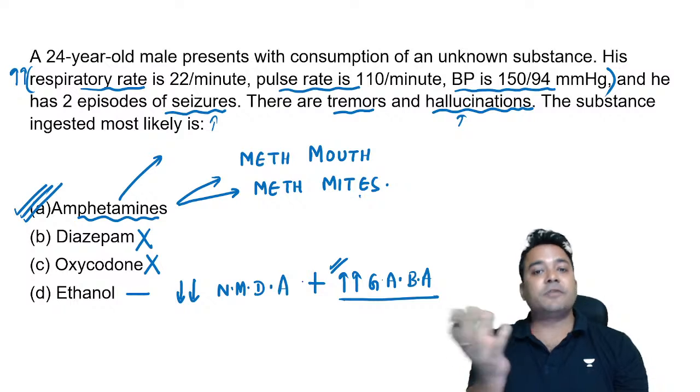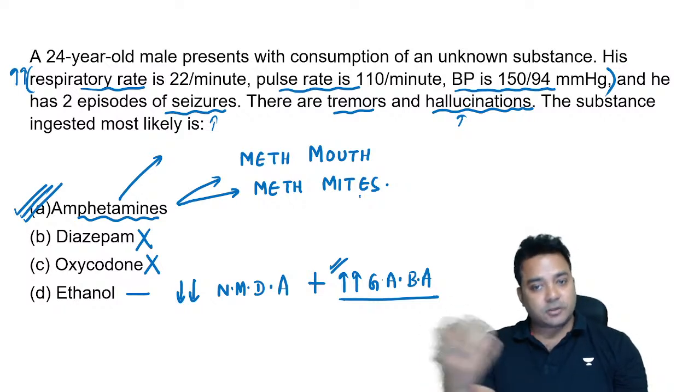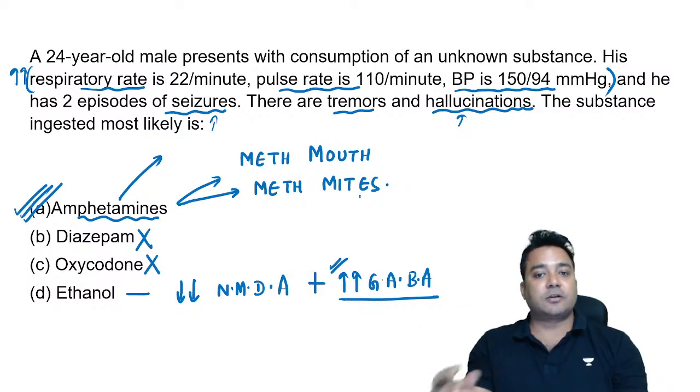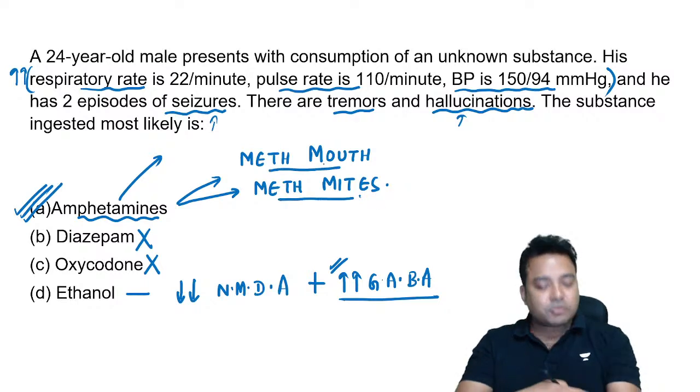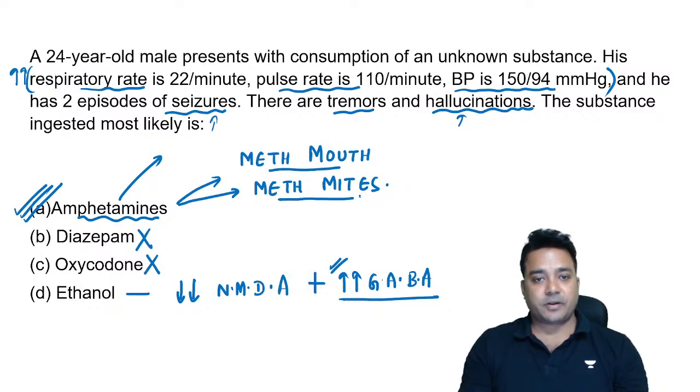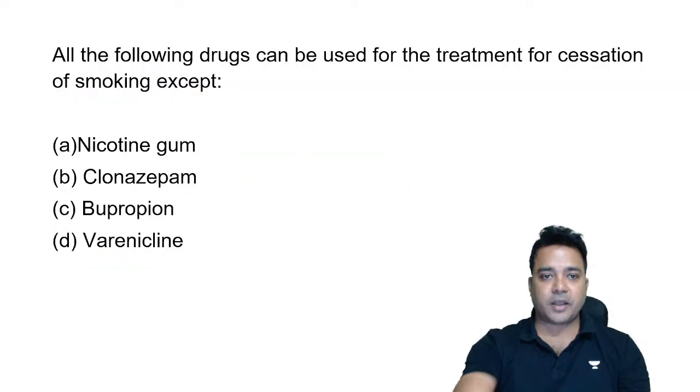There, the feature is given a name, Magnan symptoms. That is also a tactile hallucination, as if insects are crawling. Here, the word used is meth mites. The person keeps on scratching his skin. All these make your diagnosis amphetamine poisoning. Answer this one.